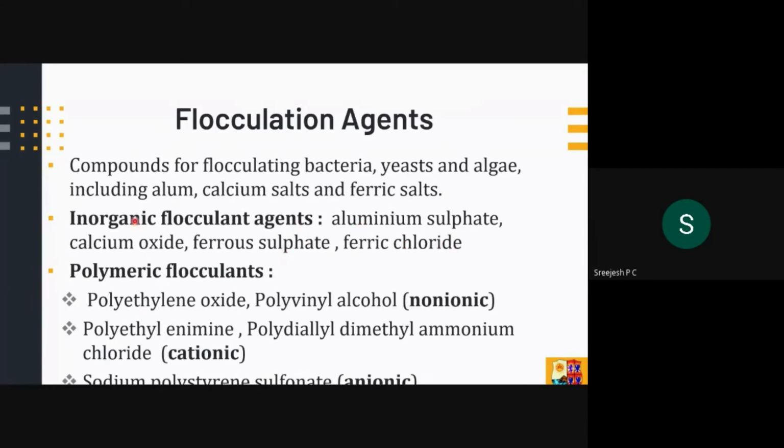So these kinds of inorganic flocculants we can use, like aluminum sulfate, nothing but the alum, or calcium oxide, ferrous sulfate, or ferric chloride. All these fall under the category of inorganic.